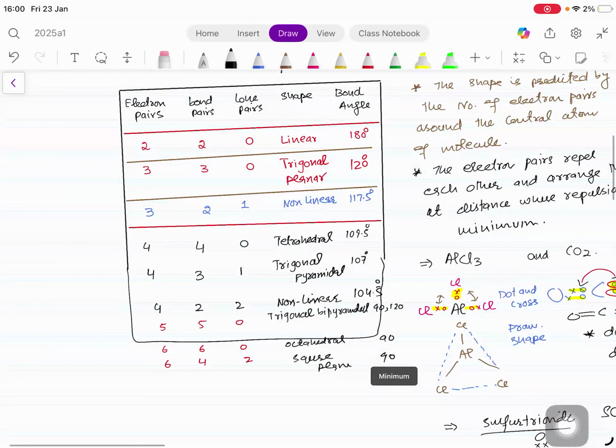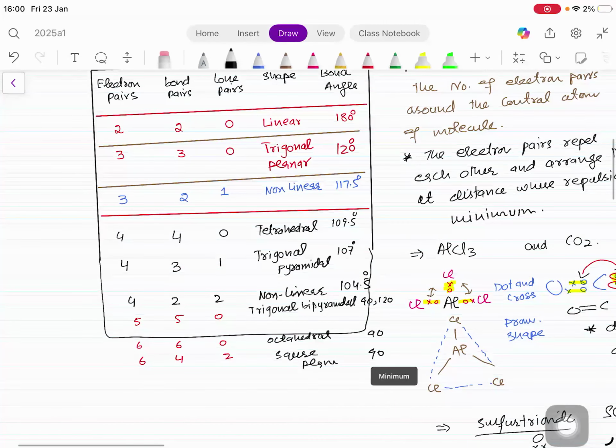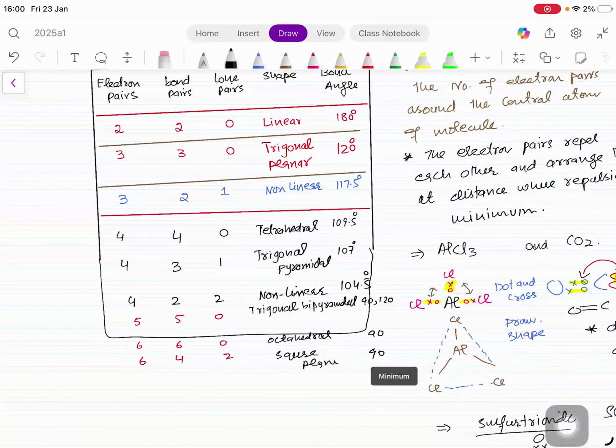The complete table is right here. So 2 bond pair, 3 bond pair, 3 bond pair with 2 bond and 1 lone, 4, and then 3 cases in 4, 4 bond pair, 3 bond pair, and 2 lone pair, 5 bond pair, 5 electron pair, only 1 case, 6 bond pair, we have 2 cases.